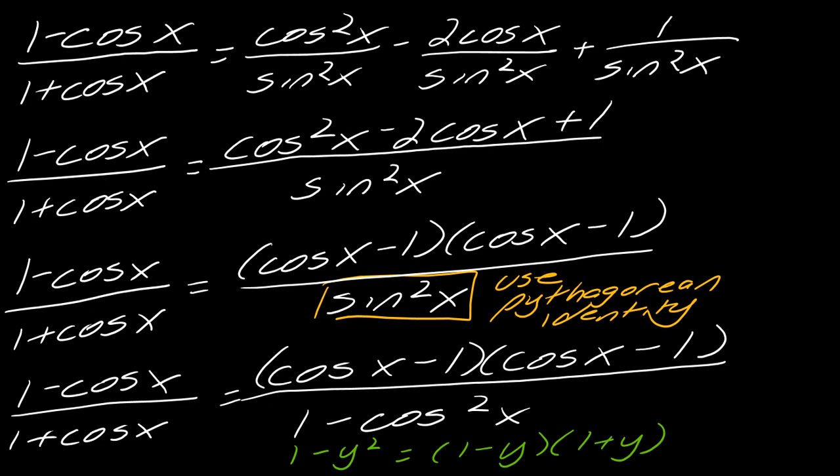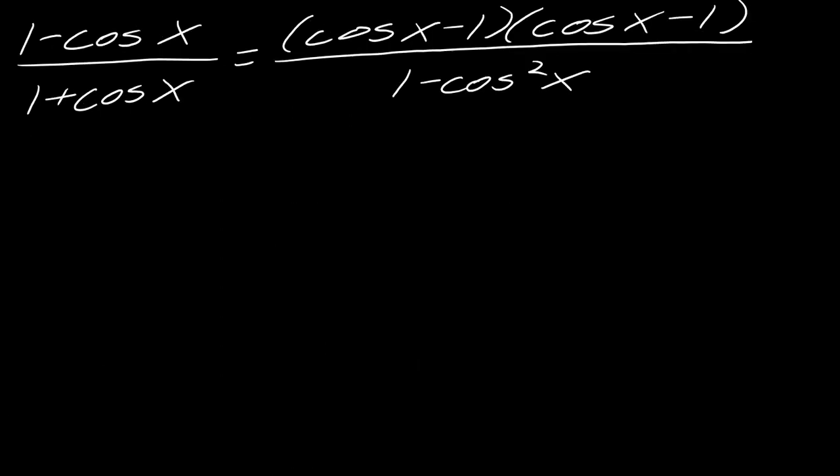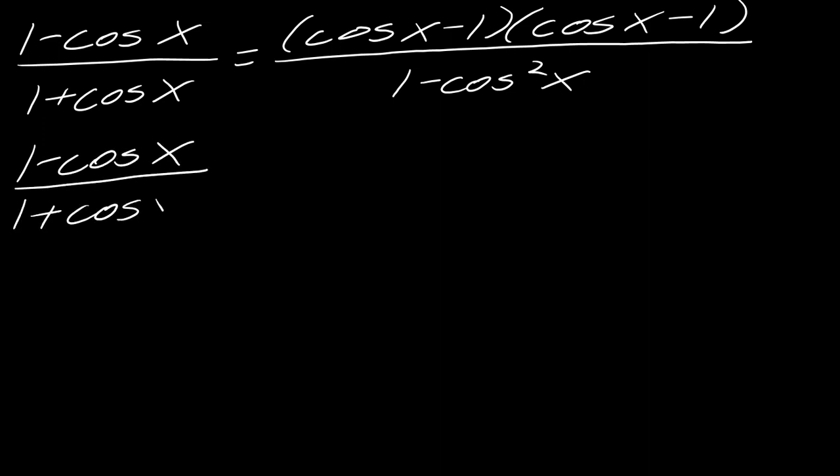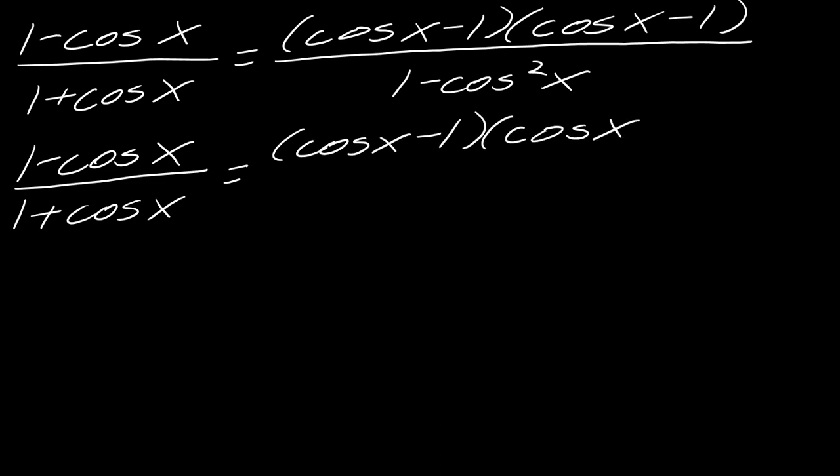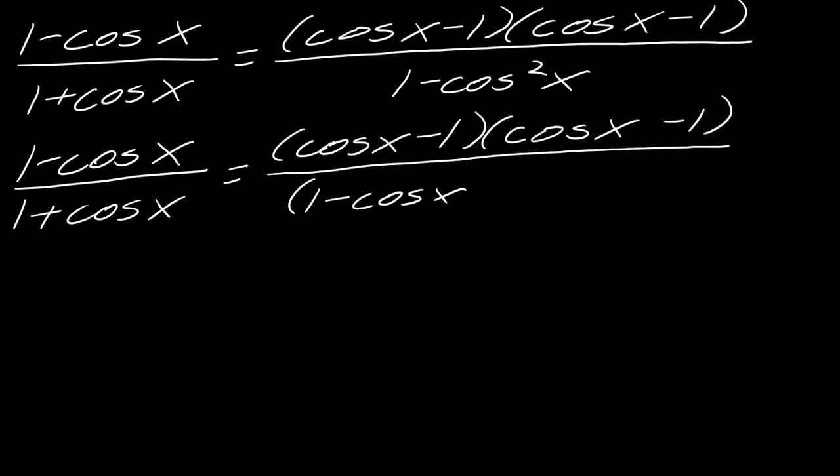Okay, so I need more space again. And I'm going to factor. So I've got 1 minus cosine x over 1 plus cosine x, cosine x minus 1, cosine x minus 1, and then 1 minus cosine x, and 1 plus cosine x. All right, so now we have a little bit of a problem here in that I have cosine x minus 1 and 1 minus cosine x. These are not the same thing, right? So they're in the wrong order. So how do you deal with that?